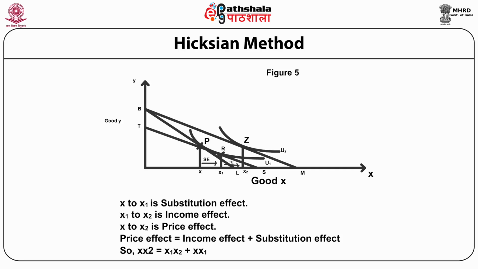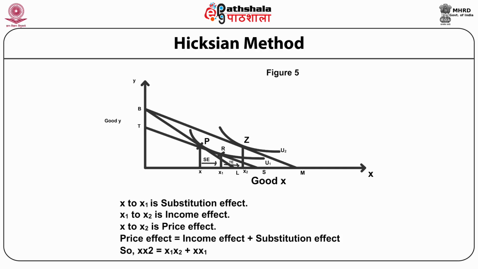Movement from point P to point R is substitution effect, because this increase in quantity demanded of good X is a result of change in relative price. This means when the price of good X relative to good Y changes, good X becomes cheaper relative to its substitute, and the consumer consumes more of the cheap good than the costly one, or he will now substitute goods. So the increase in quantity of good X from OX to OX1 is called substitution effect.